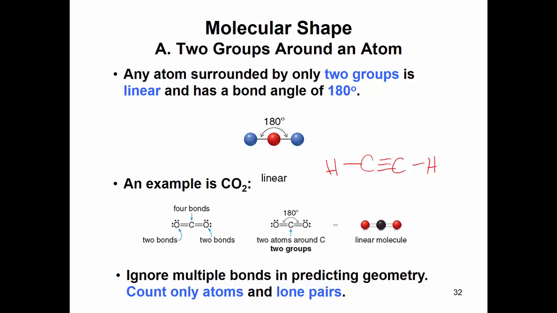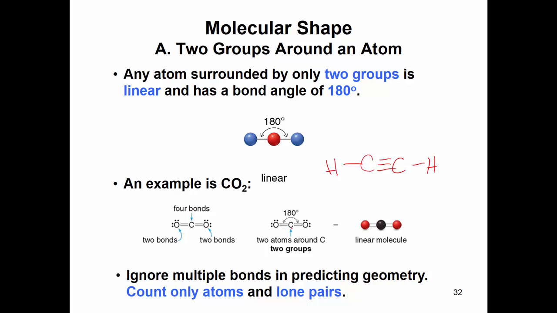If you look at an atom and it's surrounded by only two groups, those two groups are going to be as far apart from each other as possible, and that's what our VSEPR theory says. And so they're going to be linear. That's as far away from each other as possible, and they're going to be 180 degrees apart. That would be a linear geometry.